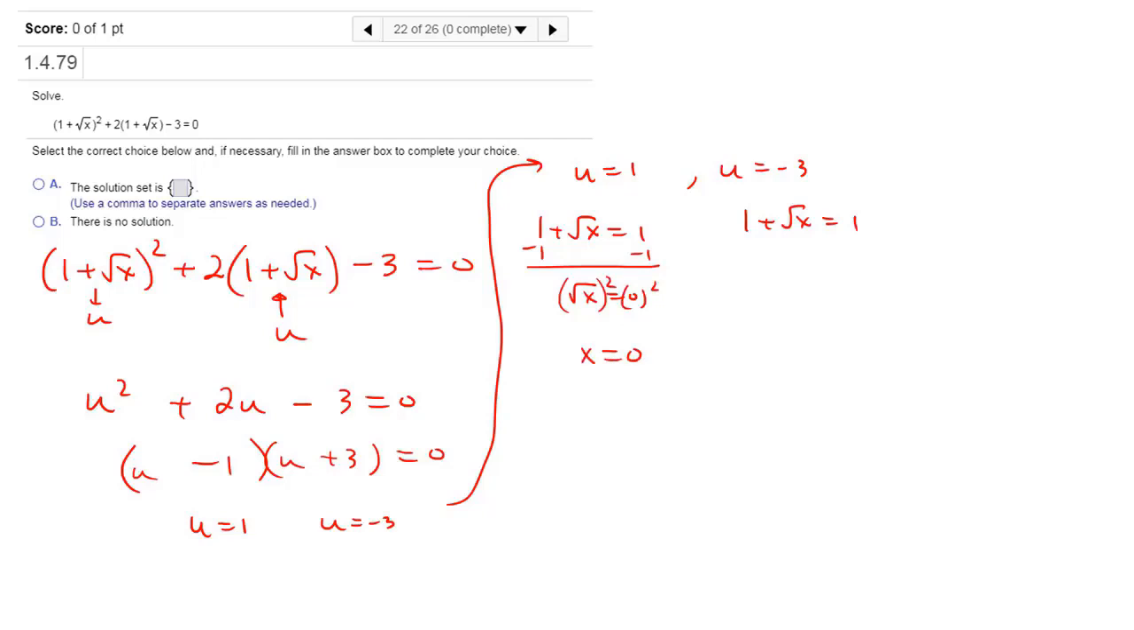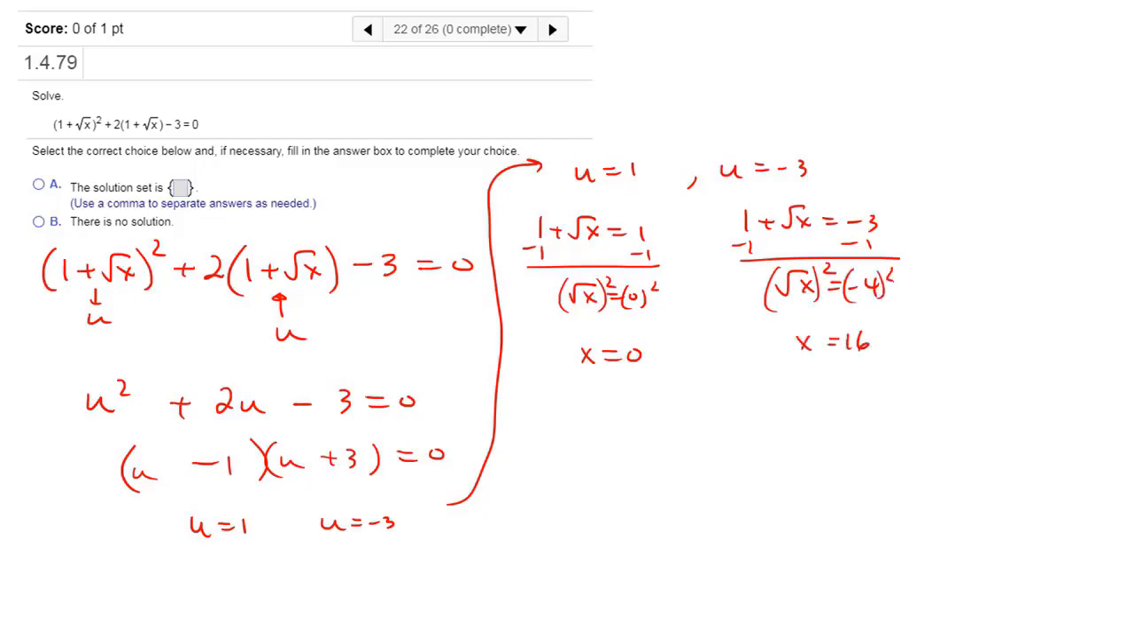Oh, I messed up over here. Sorry, this should have been a minus 3 over here. So if we subtract 1 from both sides, we get ourselves a negative 4. We're going to have to square both sides again, and you get x is equal to 16.